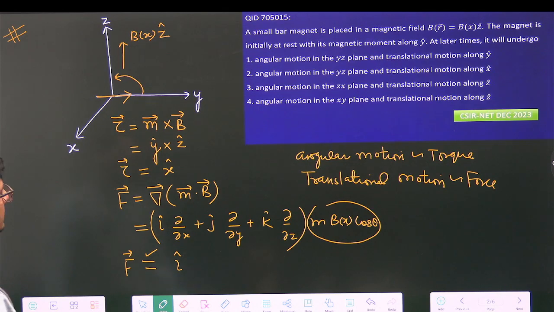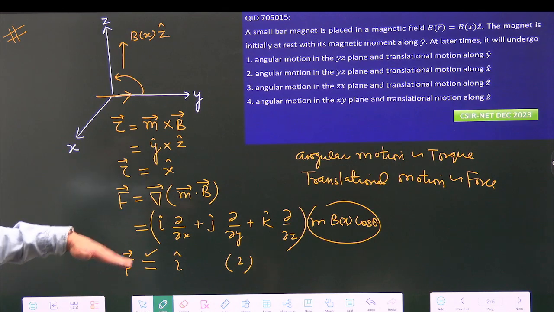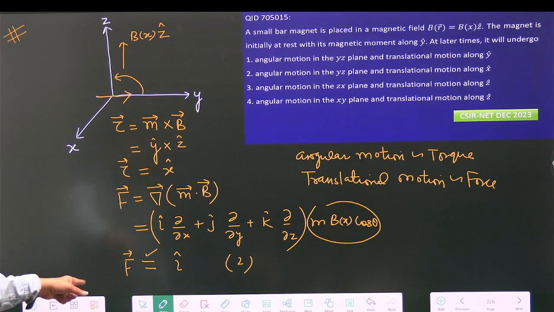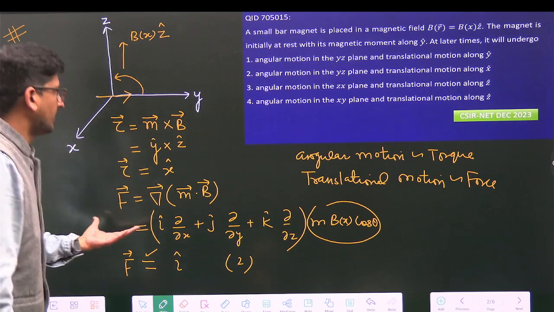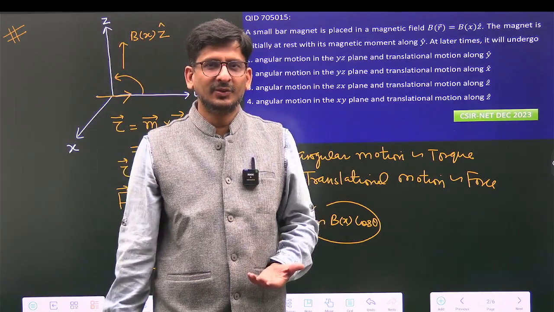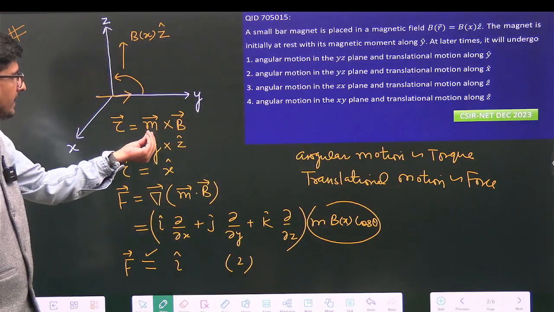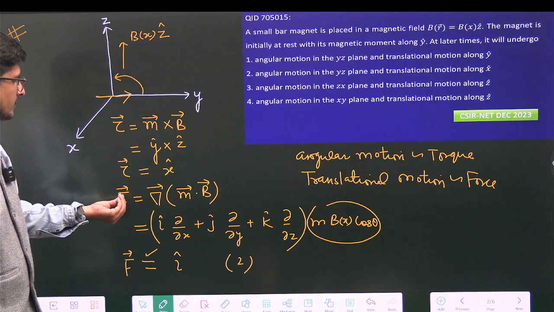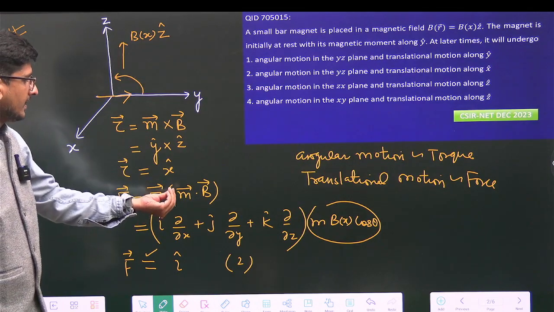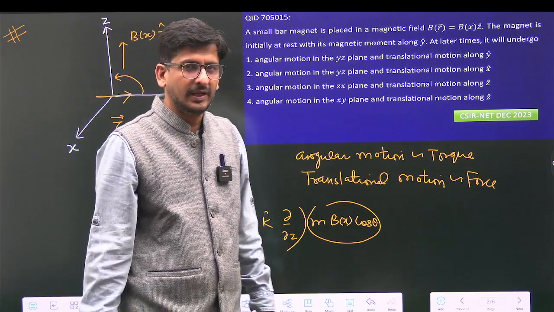So what is the answer? Answer correct is second, where the rotational motion is in yz plane and the translational motion will be in i cap direction because of this force. And the same question can be given for an electric dipole also. Everything will be same, and there also you can see torque will be P cross E and force will be gradient of P dot E. So the same concept applies to that also, okay? Thank you so much.